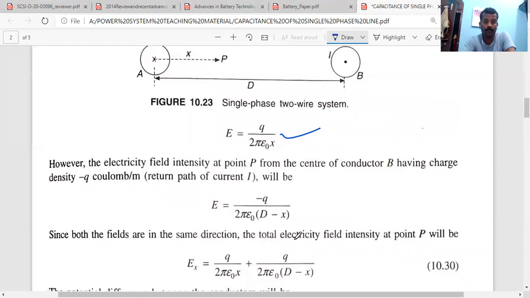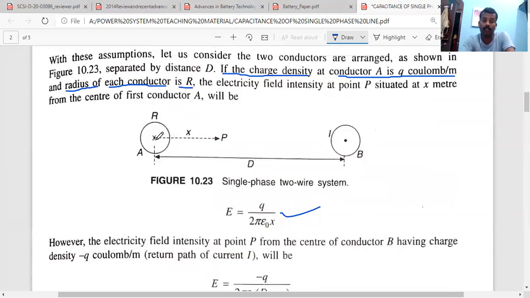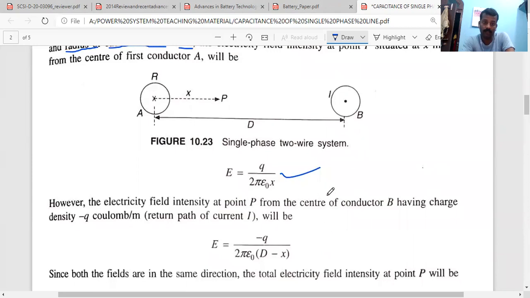You have to be careful here. Now the potential at point P due to the conductor B, and you know this is the returning current. This returning current means the charge will be negative. If this direction is positive, then this direction of current in B will be reverse or negative. Hence, the charge will be considered negative here. And the distance between conductor B and point P will be simply d minus x.